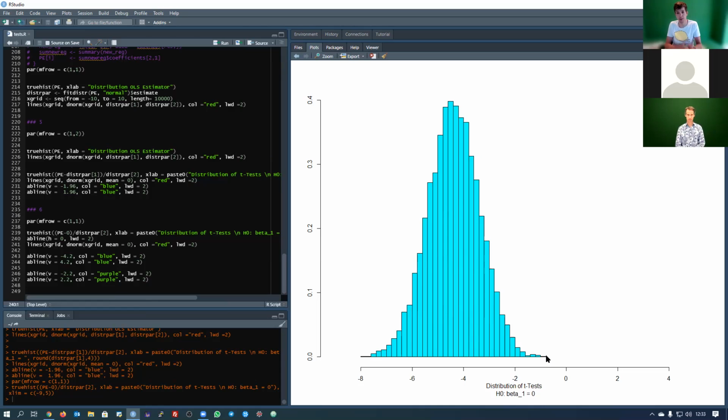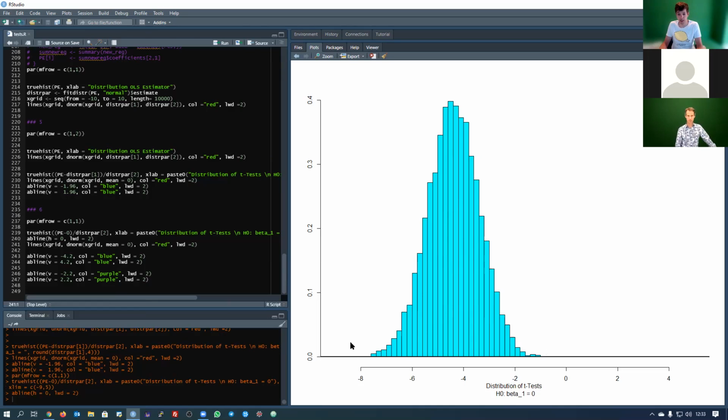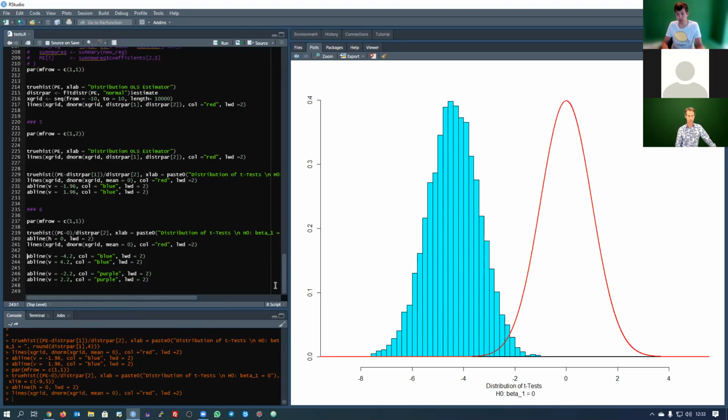Again, the thing we stated before holds also true. If the null hypothesis is true, then we would expect this distribution of t-statistics to look like this, like a standard normal distribution. So obviously, these two distributions differ quite a lot from each other.